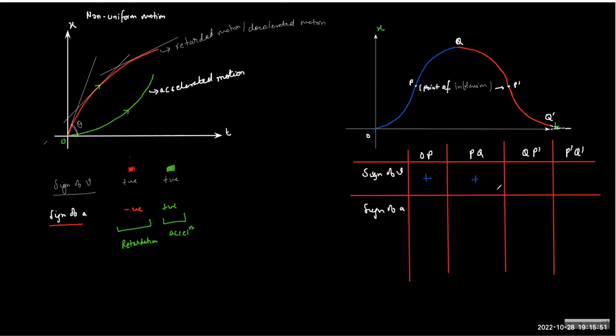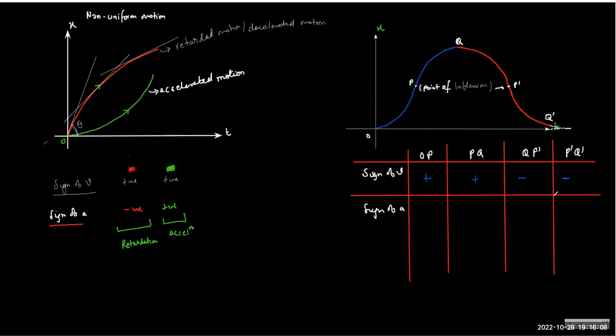Okay, Shreya is not answering. Siddhant, tell me, Q to P dash? Negative. Okay, Shreya answered negative. Yeah, so that's correct, Shreya. This is negative. And P dash to Q dash is also negative. So let's talk about the sign of A. How to find the sign of A?